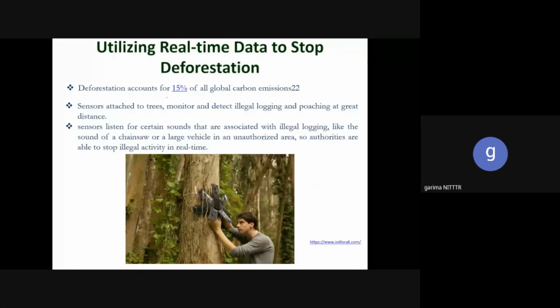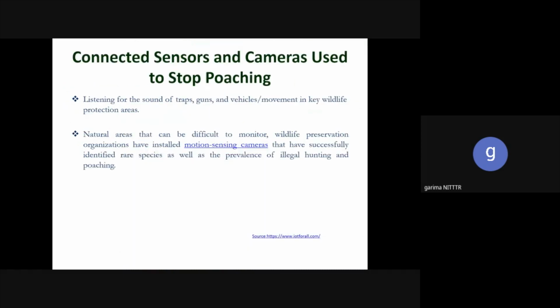Then deforestation: sensors attached to trees monitor and detect illegal logging and poaching at a great distance. We have certain sounds associated with illegal logging, such as chainsaws and large vehicles in unauthorized areas, and we can stop illegal activities in those areas. Similarly, motion sensing cameras can be utilized for wildlife preservation, to monitor and preserve species, and also to identify rare species and illegal hunting and poaching.